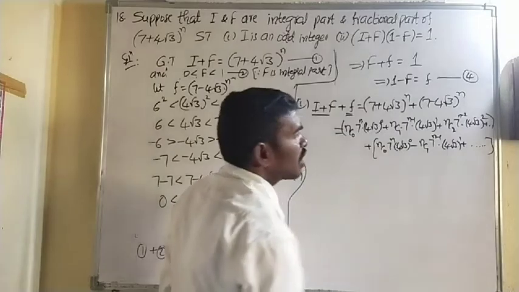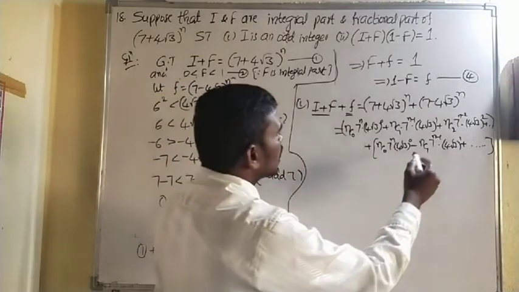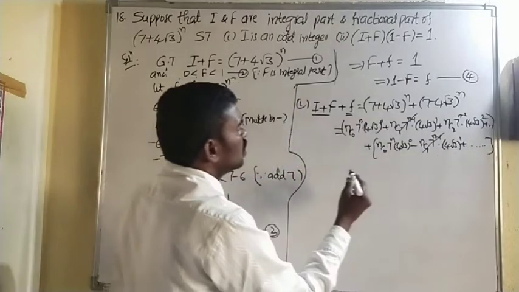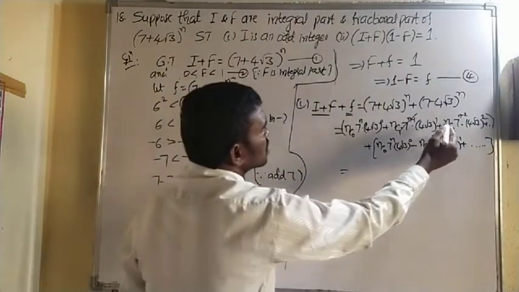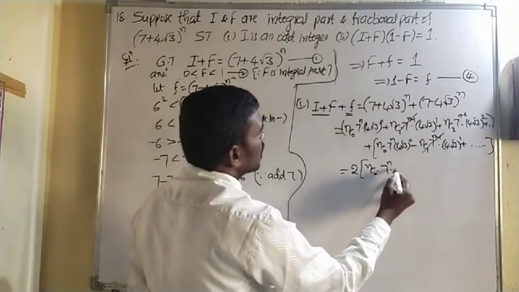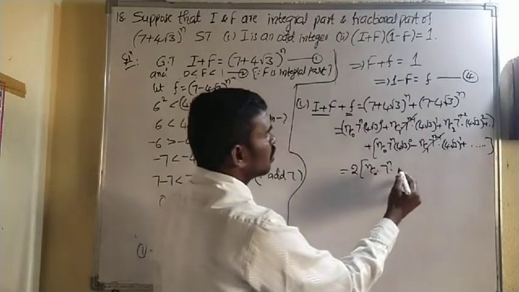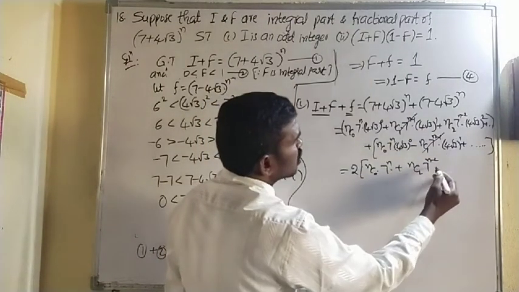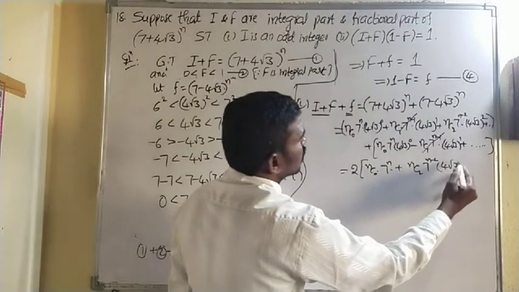Okay, finally we can cancel the second term and fourth term. So the same terms are repeated 2 times. So we get 2 into NC 0 into 7 power n into 4 root 3 power 0, which means 1 only. Next, NC 2 7 power n minus 2 into 4 root 3 whole square, plus so on.